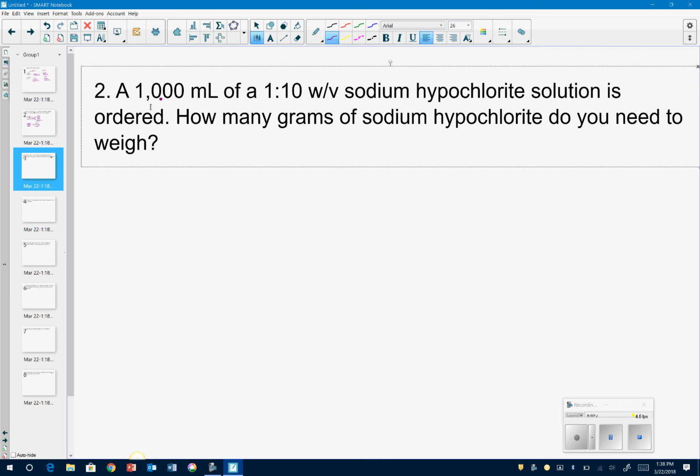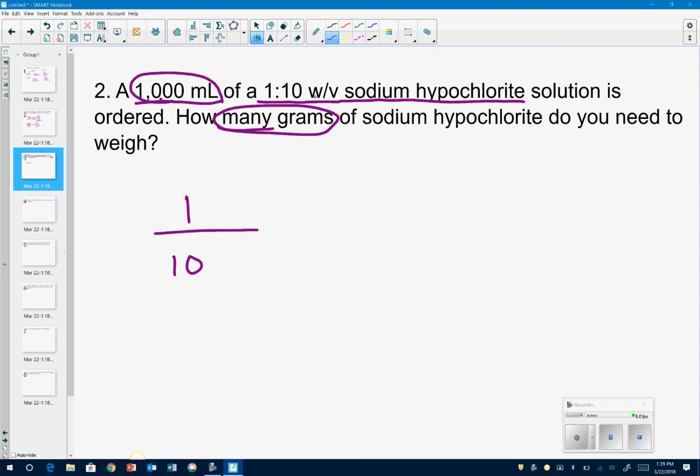Next, we have 1,000 milliliters of a 1 to 10 weight in volume sodium hypochlorite solution is ordered. How many grams of the hypochlorite do you need to weigh? Okay, so we know we have the 1 to 10, and it is weight to volume, so it'd be grams to milliliters. You know you want X grams, and you have 1,000 milliliters.